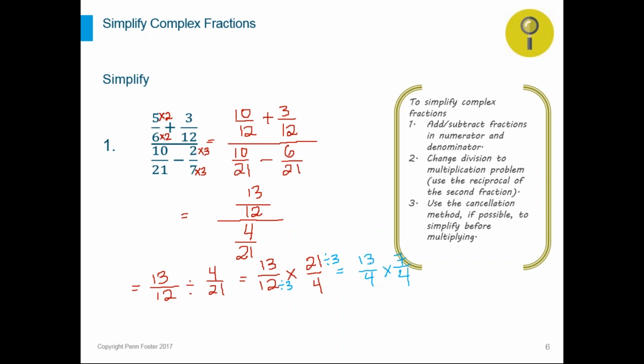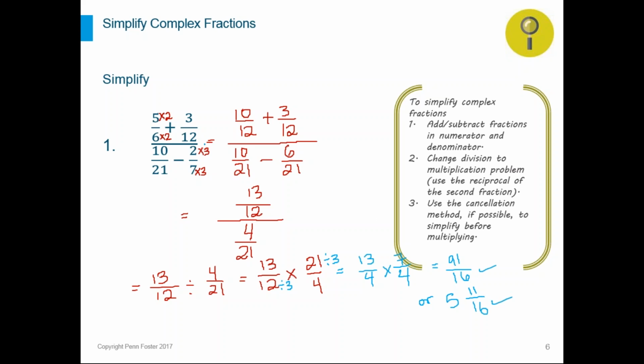Now nothing else I am able to eliminate. Remember that 4 and 4 will not cancel out together because 4 and 4 both are in the denominators. So we're just going to have to multiply across. 13 times 7 will give you 91 over 4 times 4 will give you 16. That would be your answer, or if you would like to put it in a mixed number form, you are able to, or you can leave it like the one above there. So this one or that one would be the simplified answer.